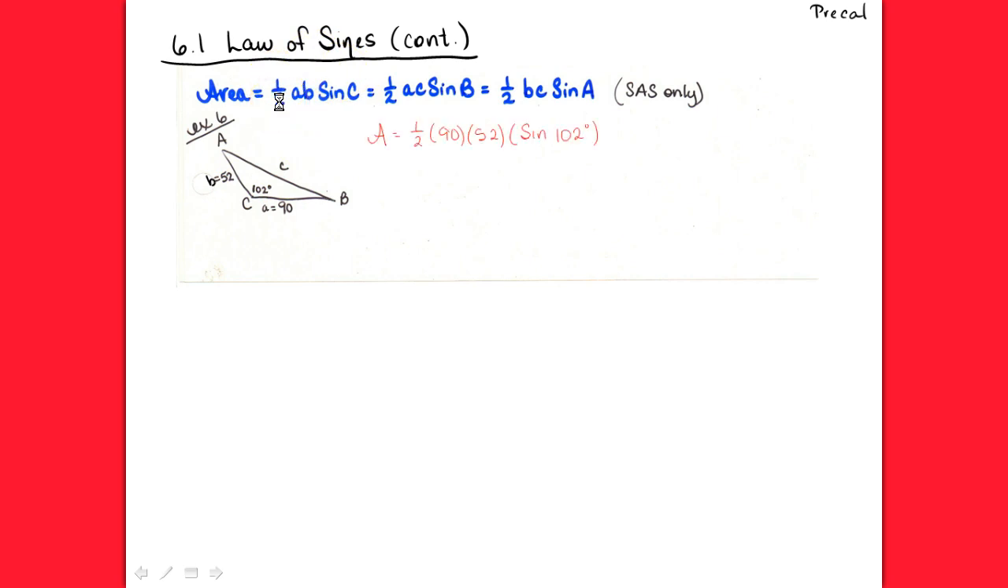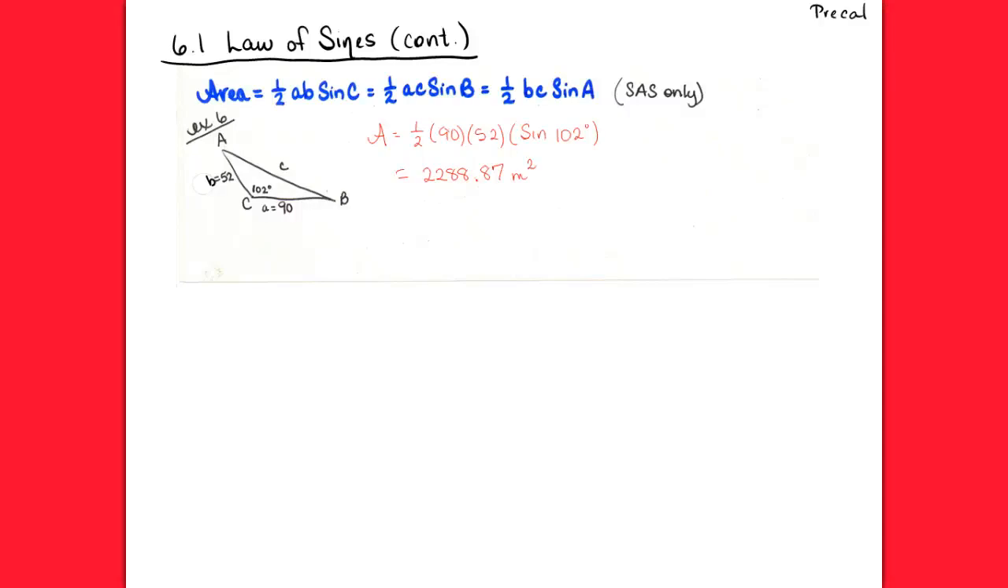So I could come down and say, okay, A was 90, B was 52, and C was 102. And then I can type that straight into my calculator, and I'll have my area. And remember that area is always measured in units squared. So in this case, they gave me meters, but if they gave me inches or feet or yards or centimeters or whatever, it's just going to be a square unit.